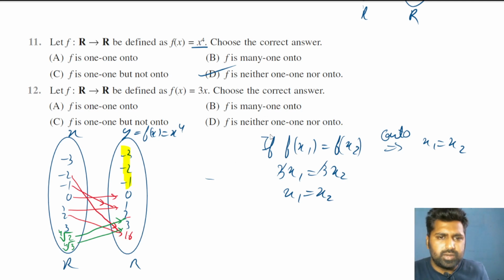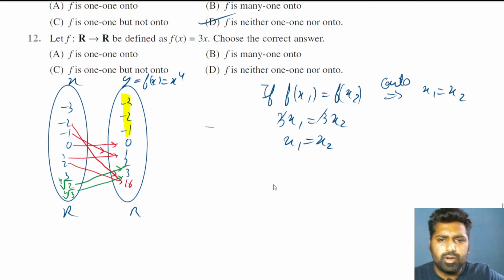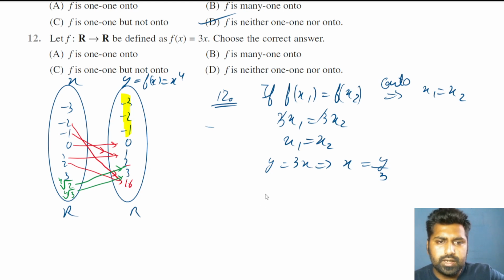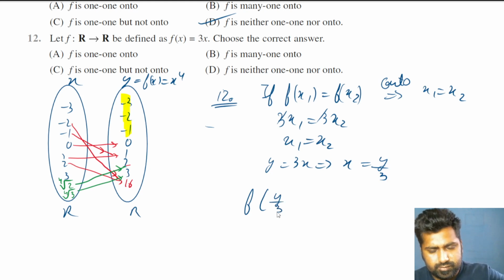Now we have to check for onto. So for onto the approach is slightly different. This is for 1-1. For onto, what do you do? You generate the value of x. Y is equal to 3x now. So you generate the value of x. What is x? y upon 3. And you calculate f of this, f of y by 3. So that is 3 into y by 3.